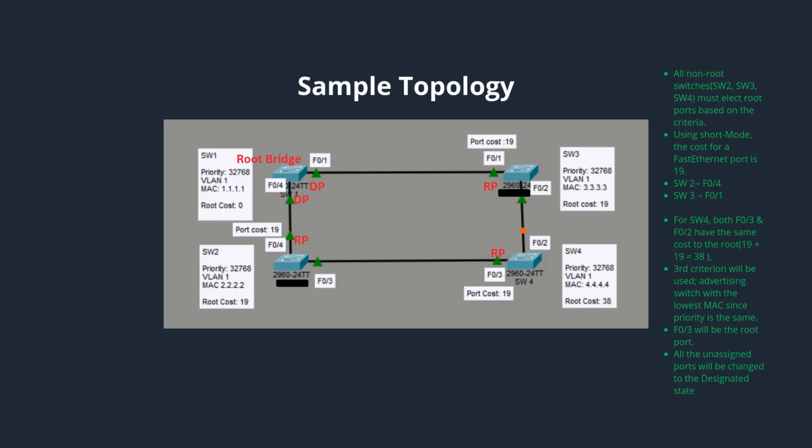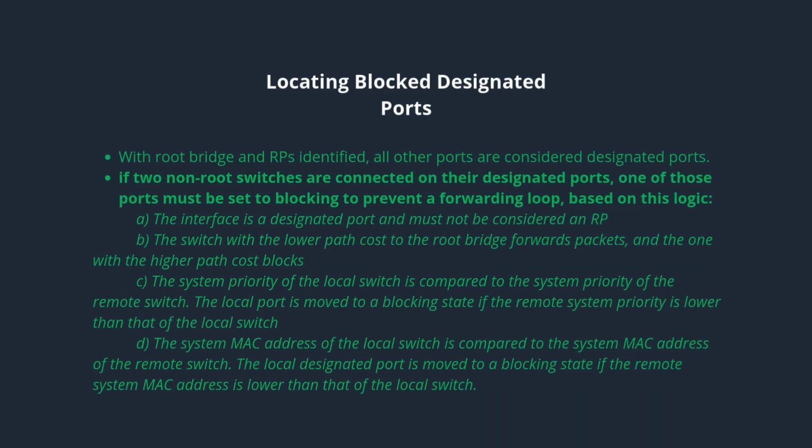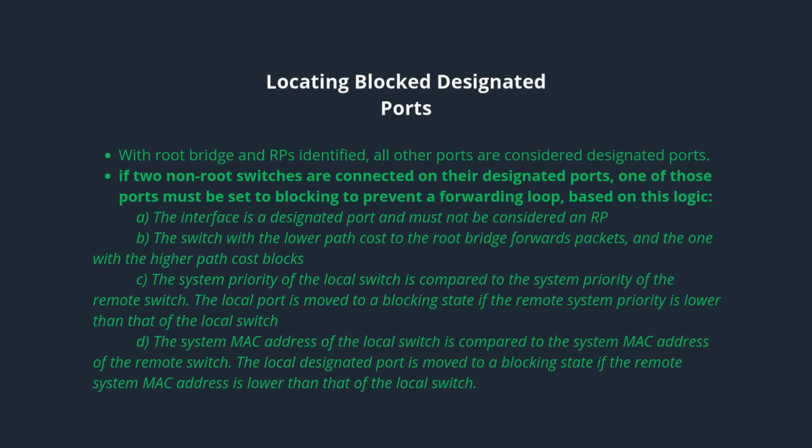With the root bridge identified and root ports selected, we still have one critical task: preventing loops. This is where designated ports and blocking ports come in. After the root bridge and root ports are identified, all other ports are considered designated ports. But here's the catch. If two non-root switches are connected on their designated ports, one of those ports must be set to blocking to prevent a forwarding loop.